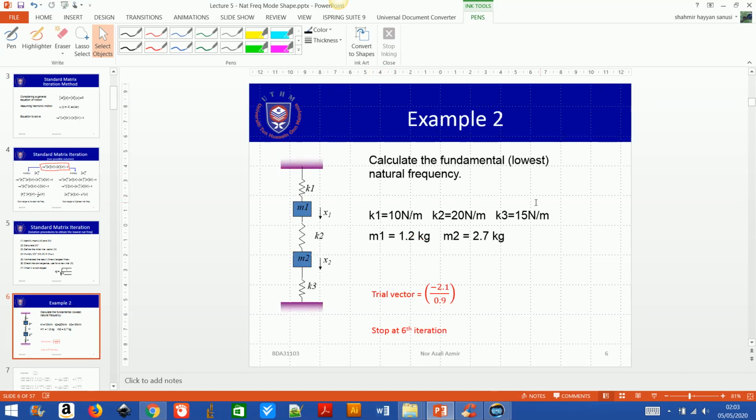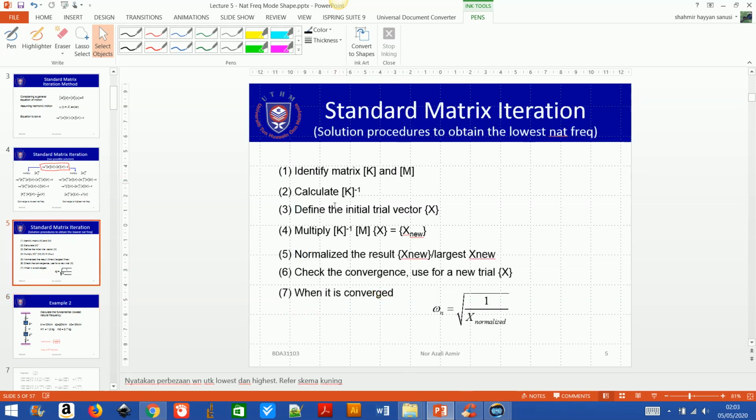The example asks you to determine the fundamental or the lowest natural frequency, given K1, K2, K3, M1 and M2, and the trial vector is minus 2.1 and 0.9, and it asks you to stop your calculation at the 6th iteration. So how are we going to perform this? Remember that you can always follow the solution procedure for the lowest natural frequency. First, you need to identify matrix K and M, calculate K inverse, and so on.